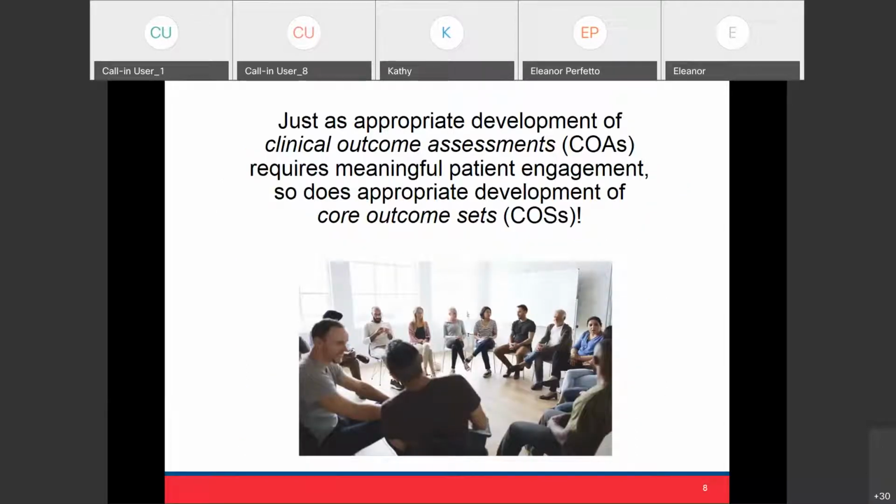Just as it's appropriate in the development of clinical outcome assessments to have patient engagement, there's also a requirement for meaningful patient engagement as part of core outcome sets. And that's why we wanted to introduce this topic to all of you today.